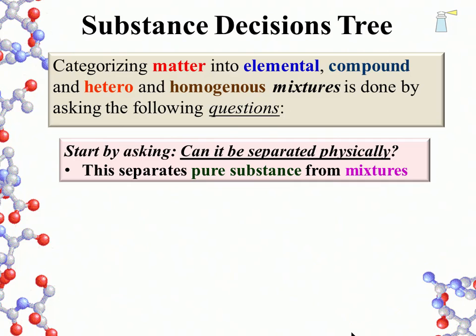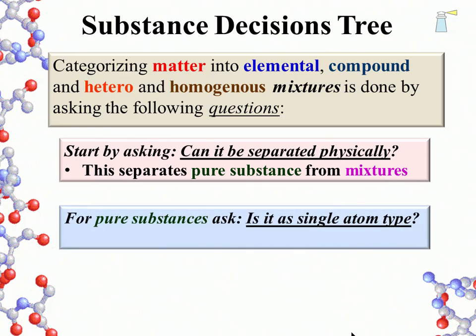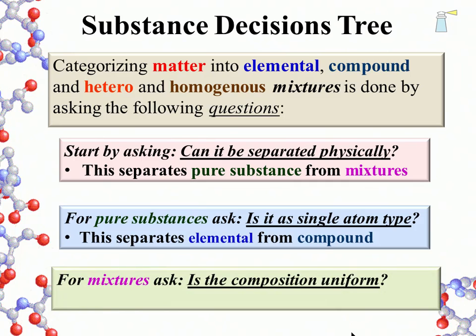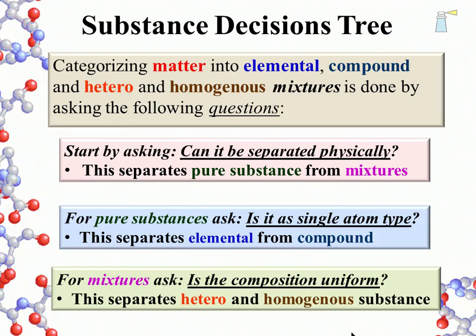If the answer to the question is no, then it is a pure substance. If the answer is yes, it is a mixture. The next question is dependent on the answer to this question. For pure substances, ask, is it a single atom type, or is it a single element type? This separates elemental matter from compounds. For mixtures, ask, is the composition uniform? Here, uniform means same all over. This question separates heterogeneous and homogeneous substances.